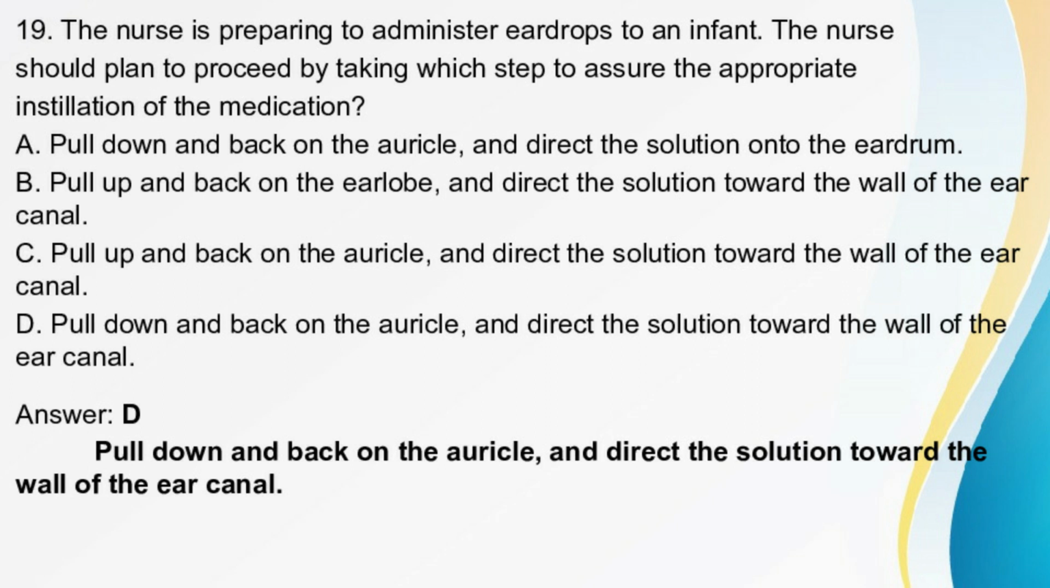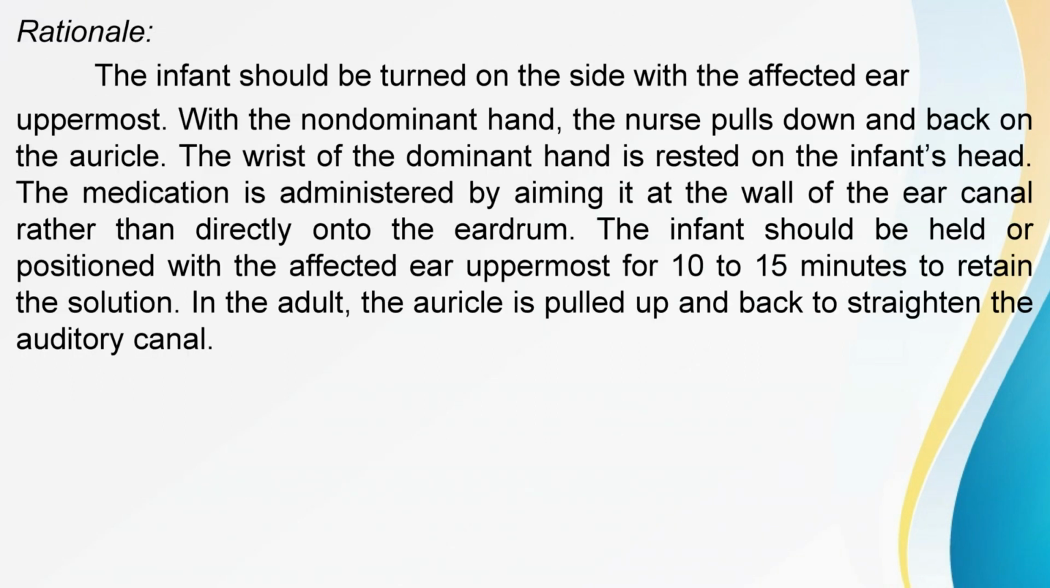The infant should be turned on the side with the affected ear uppermost. With the non-dominant hand, the nurse pulls down and back on the auricle. The wrist of the dominant hand is rested on the infant's head. The medication is administered by aiming it at the wall of the ear canal rather than directly onto the eardrum. The infant should be held or positioned with the affected ear uppermost for 10 to 15 minutes to retain the solution. In the adult, the auricle is pulled up and back to straighten the auditory canal.